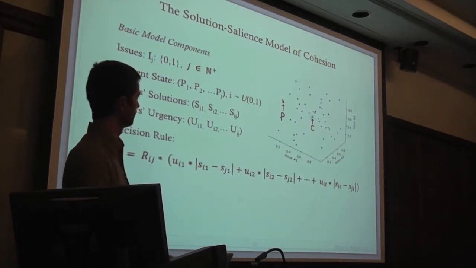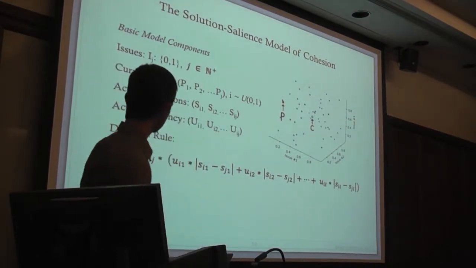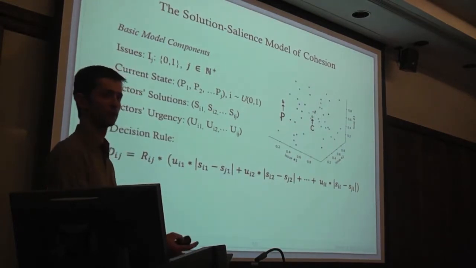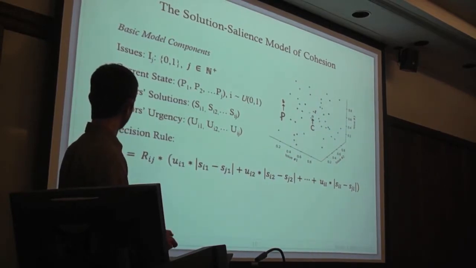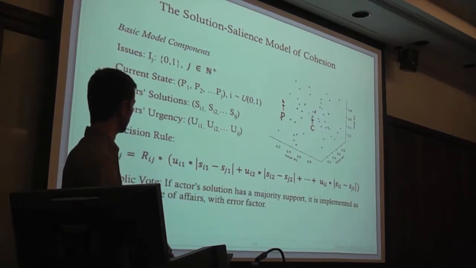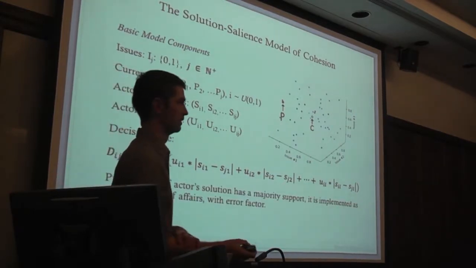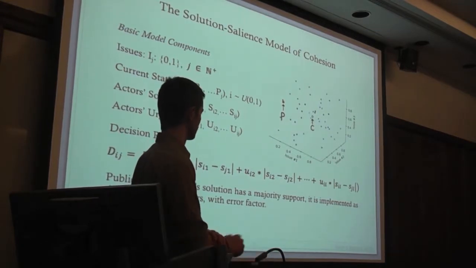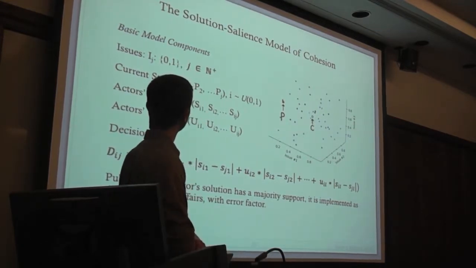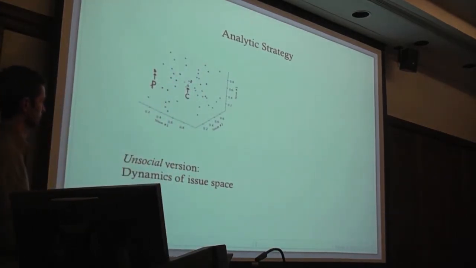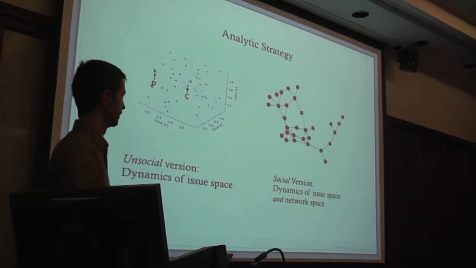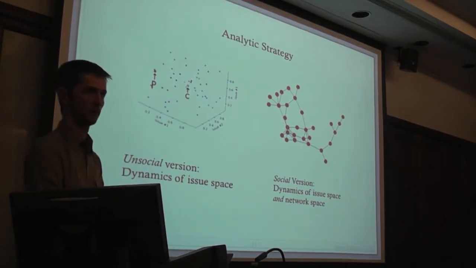Okay. So given this setup in this issue space, agents are allowed to evaluate others' positions and decide whether or not they would like to support them. I'll unpack this decision rule in just a minute. And then finally, there's a public vote. If there's a solution that has majority support, it's implemented with the error factor. So our analytic strategy is to first look at the dynamics of this issue space, and then we will layer on the social network version of it.